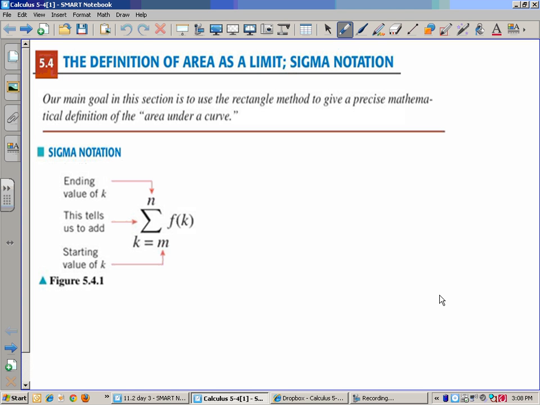So we're going to use the summation notation to actually evaluate the area under the curve. So starting number, ending number, and whatever our function is. Okay. Important thing to note here is this symbol here is called sigma, and it means to sum things up, to add them up.